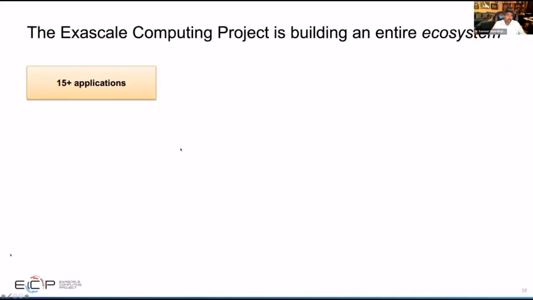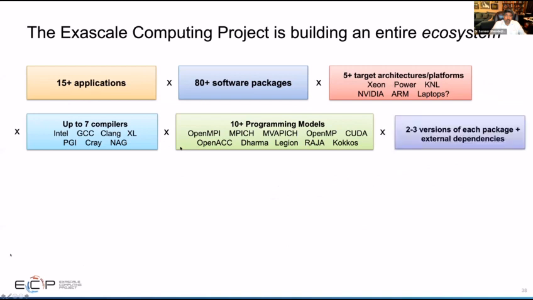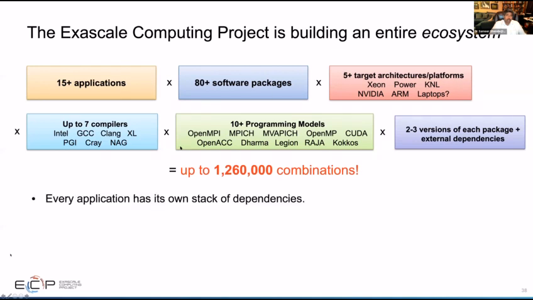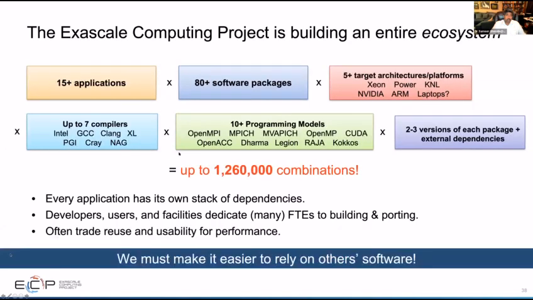So we are developing over 15 applications with 80 different software packages for different target platforms, compilers, and programming models, with multiple versions of these packages, which leads to a combinatorial explosion. So we need to tame the complexity of the build process. And it's becoming so unsustainable that many centers are using many full-time equivalents to build and port the applications.